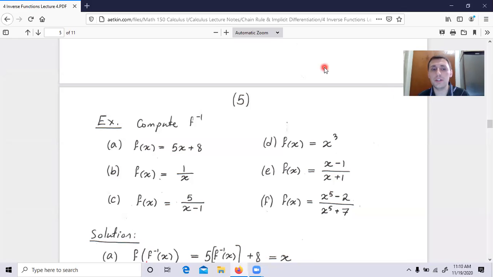How do you solve question C? 5 over x minus 1. We want to find the inverse. What's the idea?